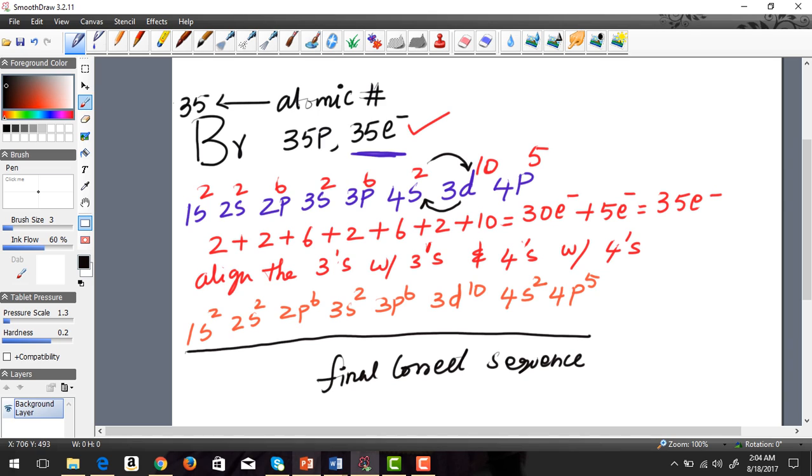So that's why I said this particular thing in bracket. If you run into that 4p, which poses an extra complication, you just make sure that when you're done, the 3s are with the 3s and the 4s are with the 4s. You see right here, the 3s are with the 3s and the 4s are with the 4s. The 4p is with the 4s and the 3d is back with its family. Now this is the final correct sequence.